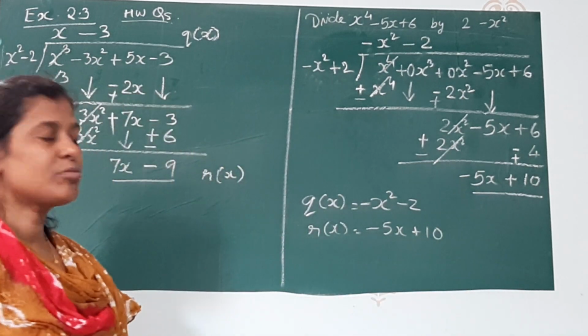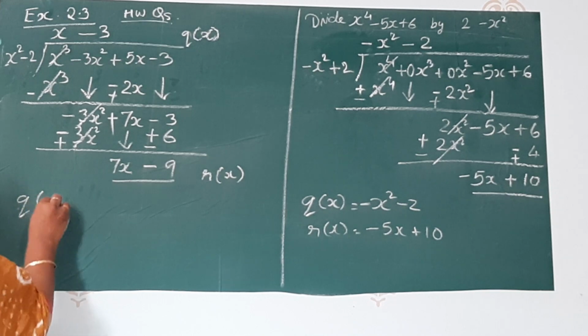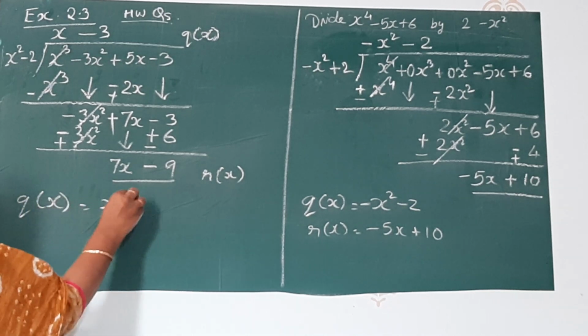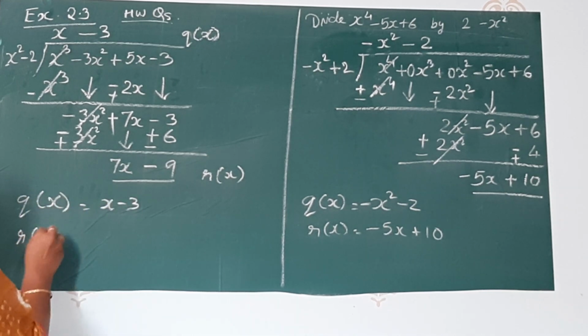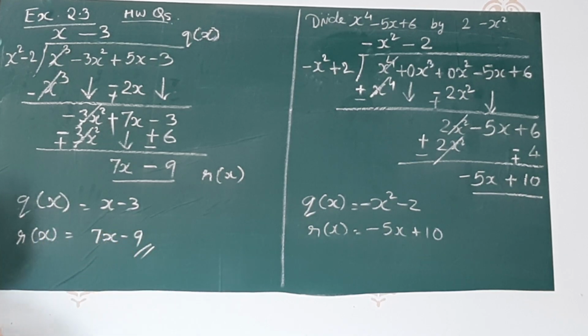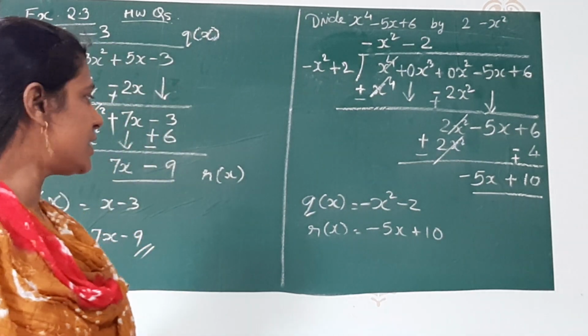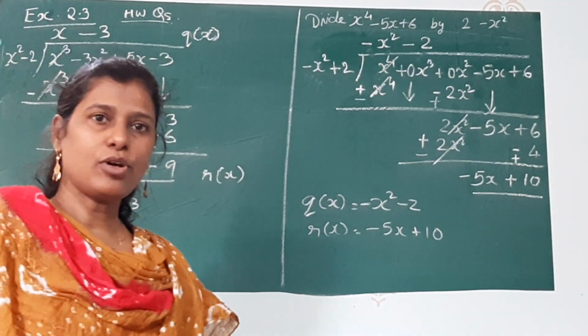Okay, clear this much? Here also we can write it. Quotient polynomial is equal to x minus 3 and remainder polynomial is equal to 7x minus 9. See, if you have already done, please cross check your sum. If it is a mistake, do it once again and follow the steps.